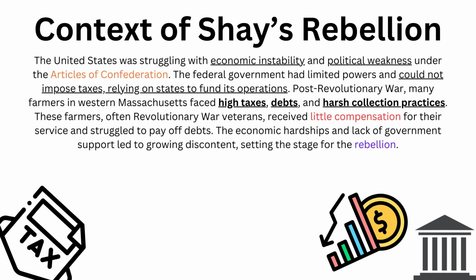The United States was struggling with economic instability and political weakness under the Articles of Confederation. The federal government had limited powers and could not impose taxes, relying on states to fund its operations. Post-Revolutionary War, many farmers in western Massachusetts faced high taxes, debts, and harsh collection practices. These farmers, often Revolutionary War veterans, received little compensation for their service and struggled to pay off debts. The economic hardships and lack of government support led to growing discontent, setting the stage for the rebellion.